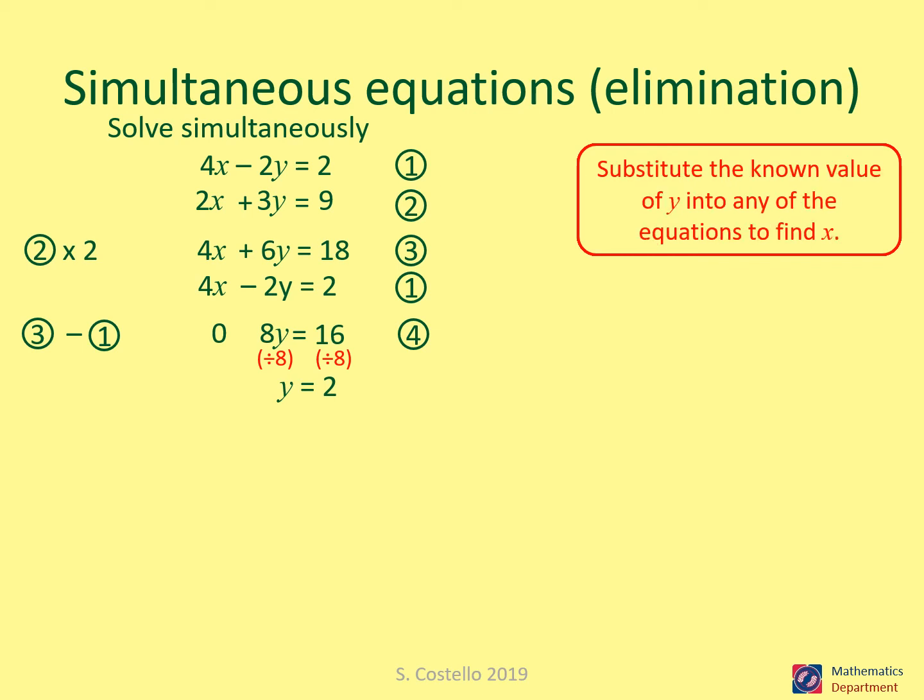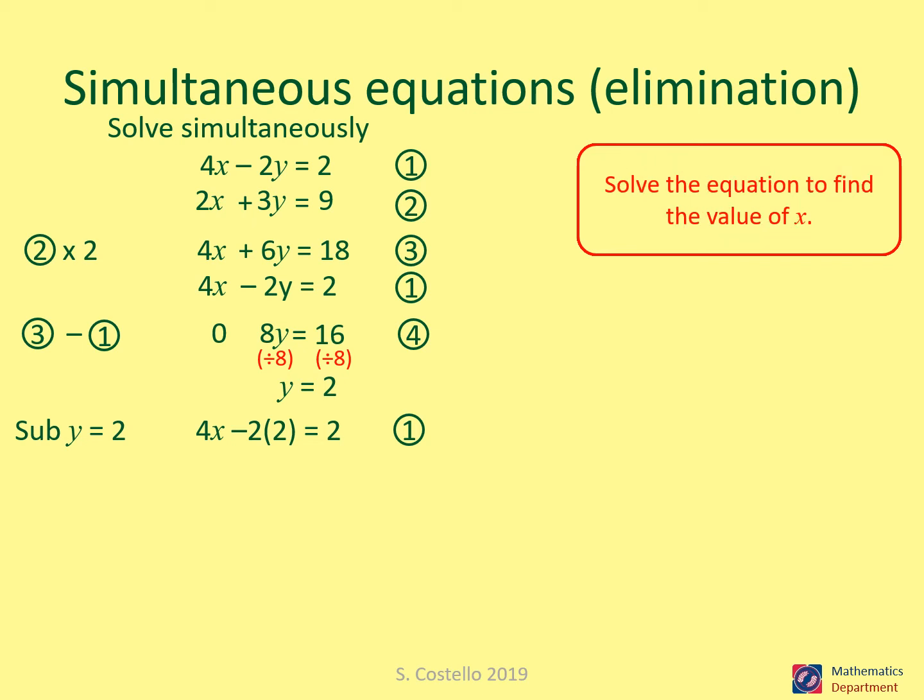Same as we did before, we're going to substitute the known value for y in any of the equations to find x. So here we've got equation 1, 2, or 3 that we could use. And again, we're going to look at which is the easiest one to put into. So we're going to substitute y equals 2 into 4x minus 2 times 2 equals 2. So we substitute it into equation 1.